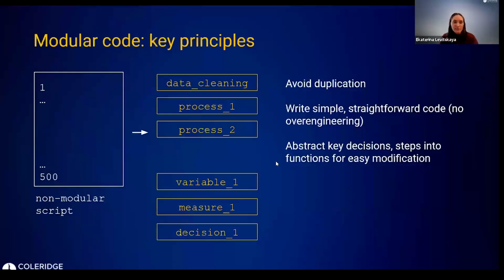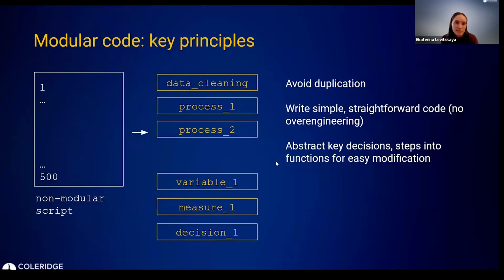And we wanted to give a little illustration and some key principles when we're thinking about modular code. So think about avoiding duplication in the code, and writing code as simple and straightforward as possible. Try not to over-engineer solutions or add unnecessary complexity. And also, when thinking about the whole workflow, think about how we can abstract key decisions and key steps into functions, so you can easily identify them and easily modify them.